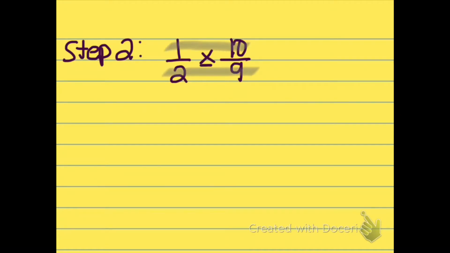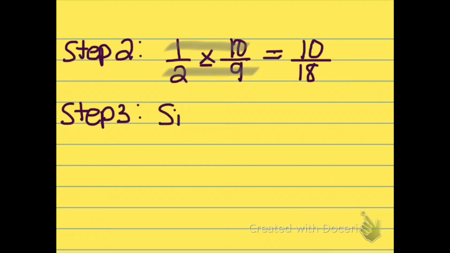So 1 times 10 is, oh, come on, Chaparro. 1 times 10 is 10. Okay, 2 times 9 is 18. Ooh, okay. Step 2 is complete, but we're not done with the process because there's a step 3. Anyone want to guess what it is? Yep, that's right. Simplify. Boring.